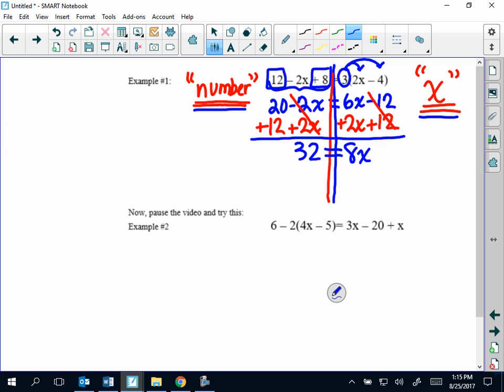So now my last step is to divide by what is being multiplied by the x. And in this case, it's an 8. I divide on both sides, and I find out that x is equal to 4. Now you want to try the next problem by simplifying each side before you start solving. Pause the video. You can click it when you're ready to check your answer or if you get stuck.